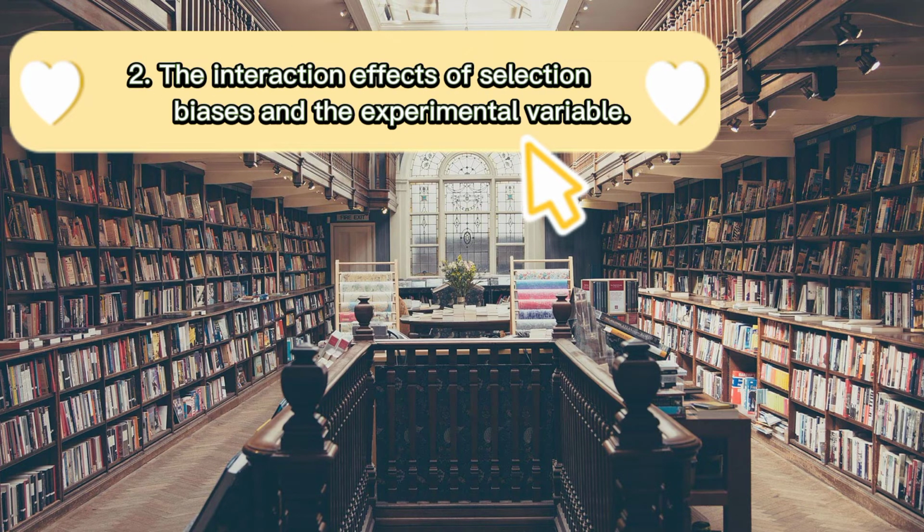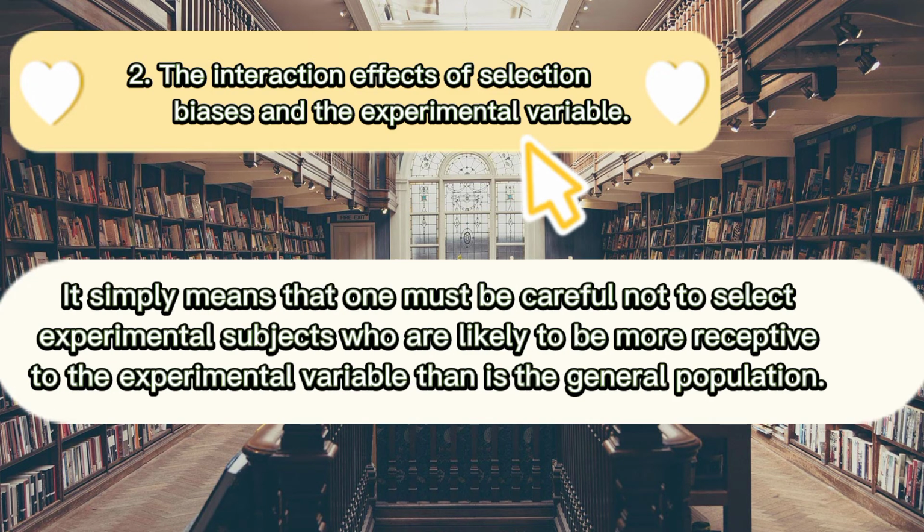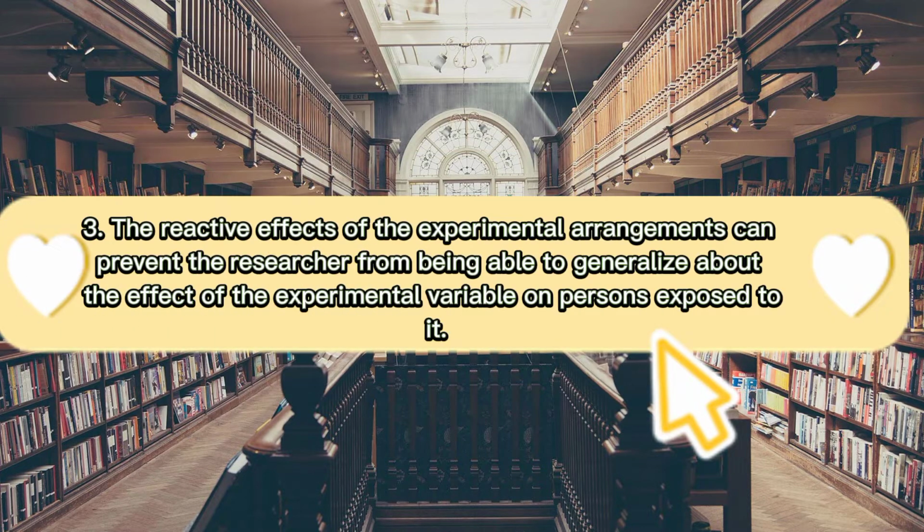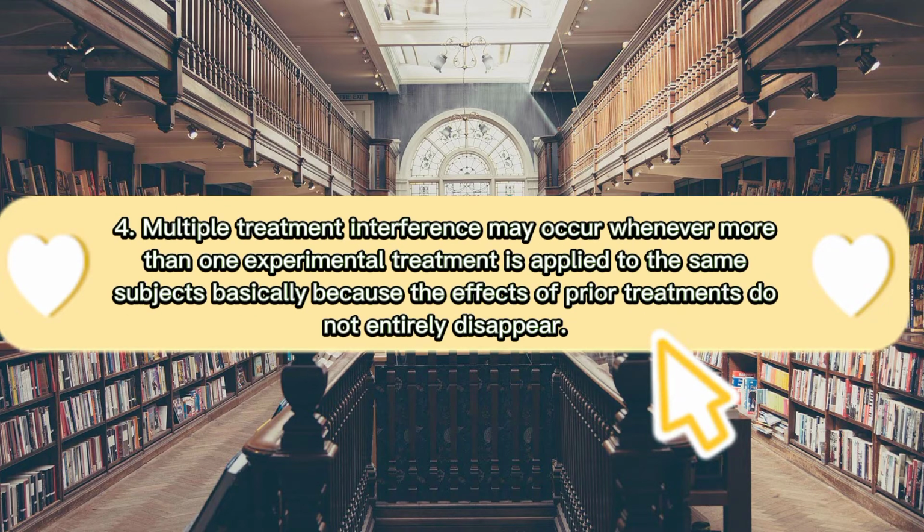2. The interaction effects of selection biases and the experimental variable. It simply means that one must be careful not to select experimental subjects who are likely to be more receptive to the experimental variable than is the general population. 3. The reactive effects of the experimental arrangements can prevent the researcher from being able to generalize about the effect of the experimental variable on persons exposed to it. 4. Multiple treatment interference may occur whenever more than one experimental treatment is applied to the same subjects, because the effects of prior treatments do not entirely disappear.